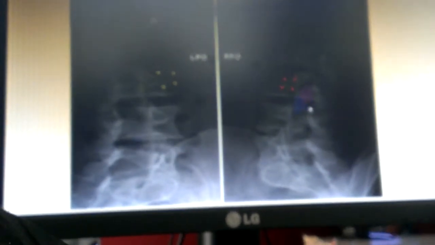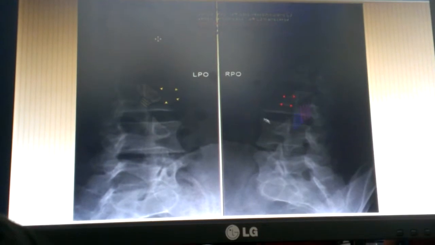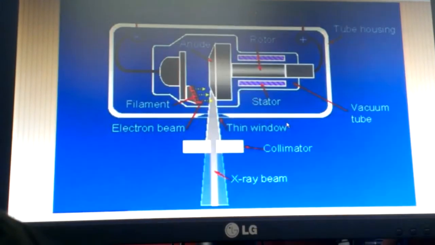Okay, so this is all now very redundant. High pedicle, transverse process. This is an RPO, so this has to be the right.